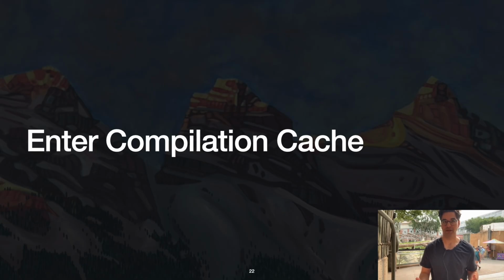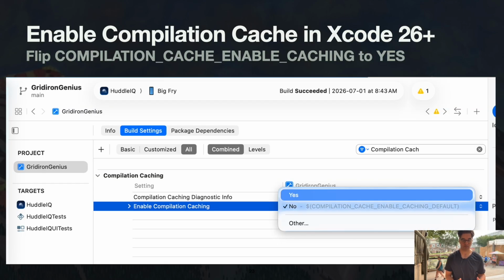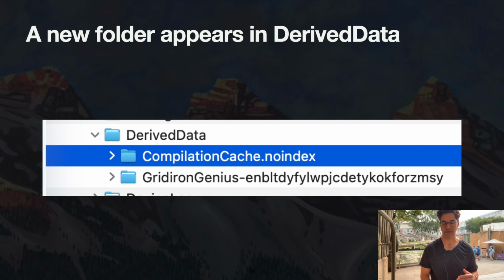Before we get into how that works, let's just have a look at how to turn it on. So the only documentation we really have from Apple about the compilation cache is one release note in the Xcode 26 release notes that essentially says, here's the compilation cache, here's how to turn it on. And all you have to do is you go to your build settings and you find a setting called Enable Compilation Cache and you flip it to yes. That's it.